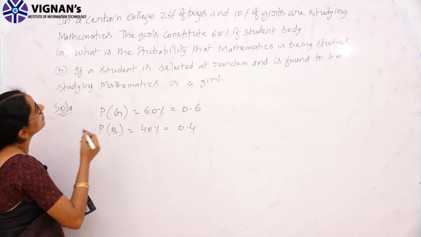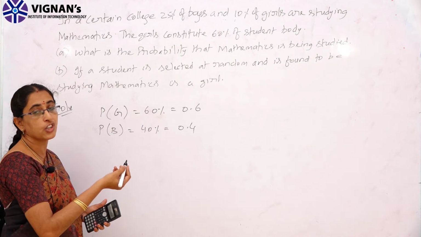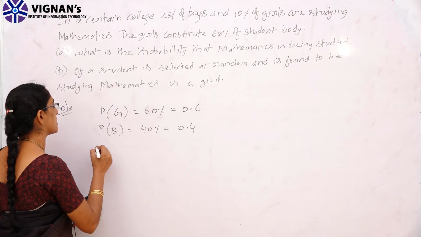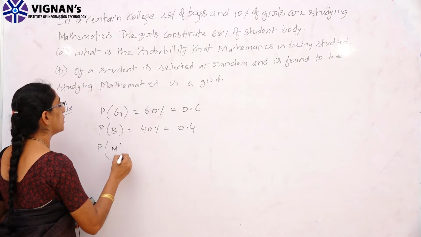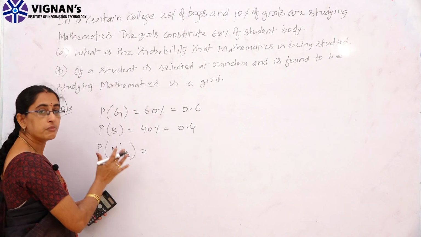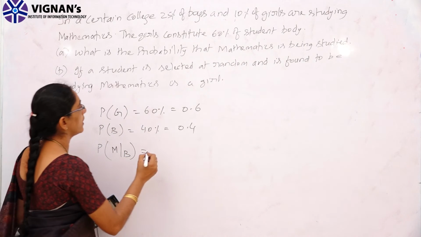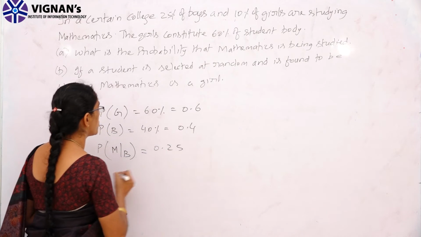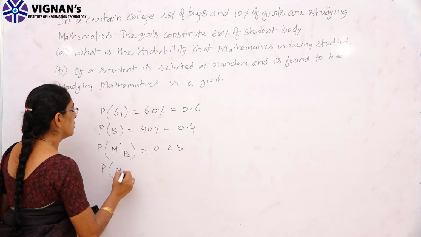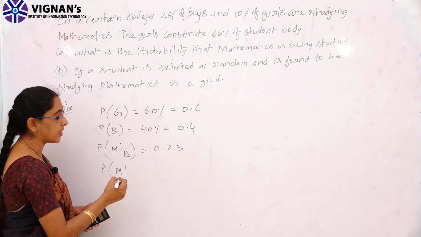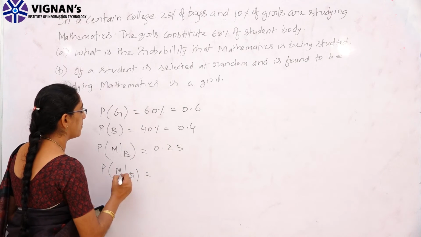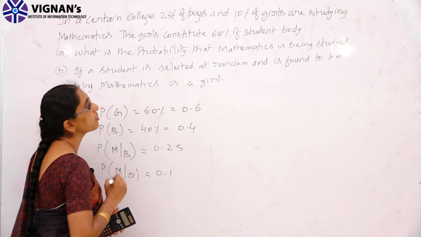So, from the given data, probability of girls is 60%, which means 0.6, and probability of boys will be out of 100%, 60% of girls means the remaining is 40%, that is 0.4 is the probability of boys. In a certain college 25% of boys are studying mathematics. So, that means probability of M given B is 0.25, and 10% of girls are studying mathematics. So, probability of M given G is 0.1.